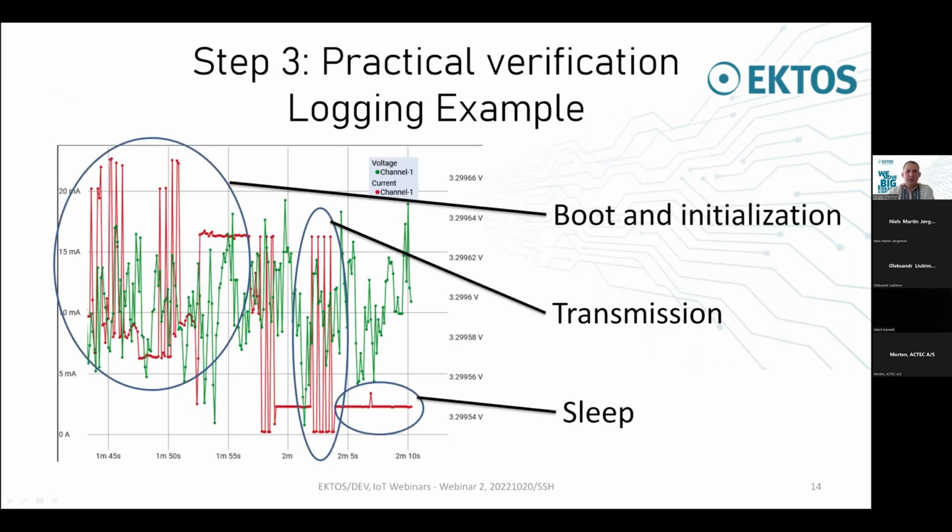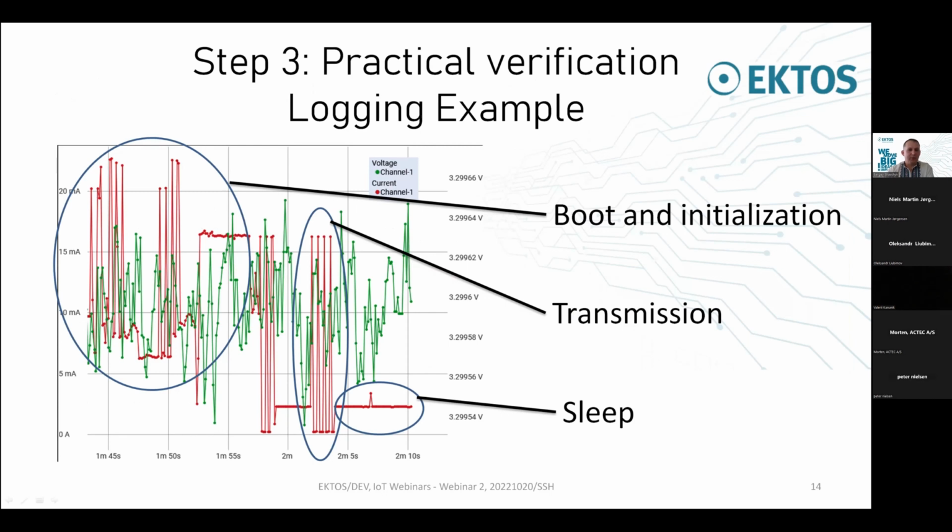Here you can see an example of the logged data. This is a practical case. In red you can see the current consumption, and this is where the device boots. It initializes the peripherals, and it gets connected to the server. Then we have a transmission, here the peaks, and then we have a sleep with low current consumption. And if we have something like this, some abnormal or unexpected behavior, we need to study it, because potentially, as I mentioned, it could be a bug or something wrong in the design.